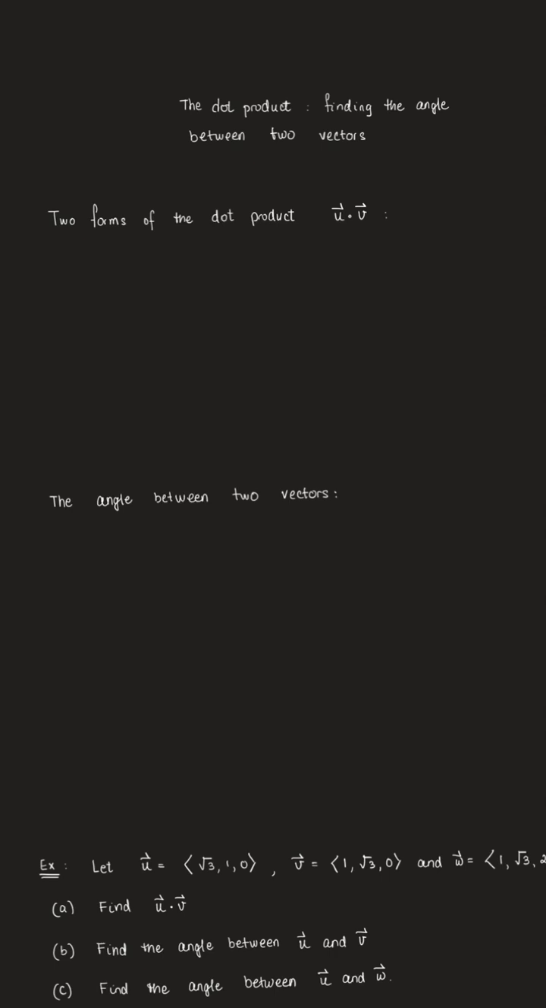In this video, we're going to look at how the dot product can be helpful to us in finding the angle between two vectors. So let's first recall our two forms of the dot product that we have so far.